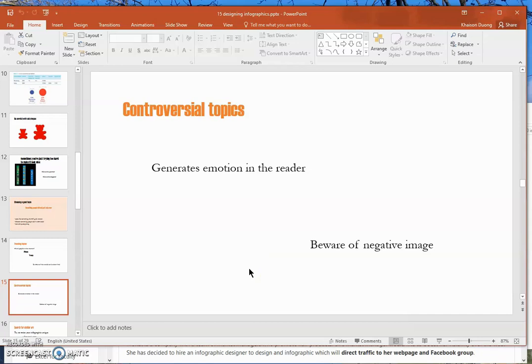Okay. Negative image also goes into, like, let's say you're talking about gay weddings or something like that. Okay. Now, depending on how you present that, you may have the gay population really against you, right? Or you may also alienate the straight people. Okay, so you have to be careful about negative image in those ways as well too. Okay, but controversy does attract attention. That's for sure. Okay.